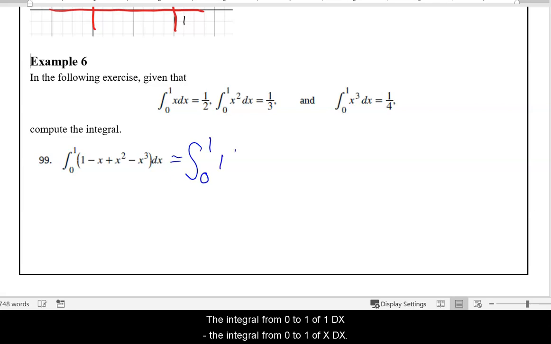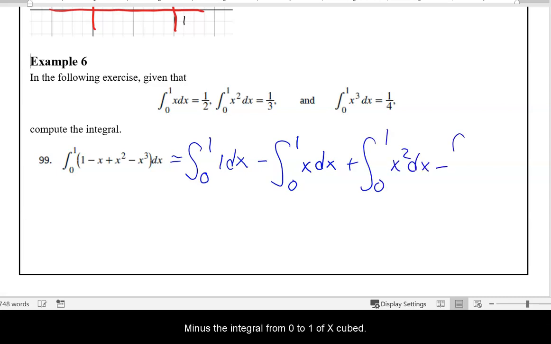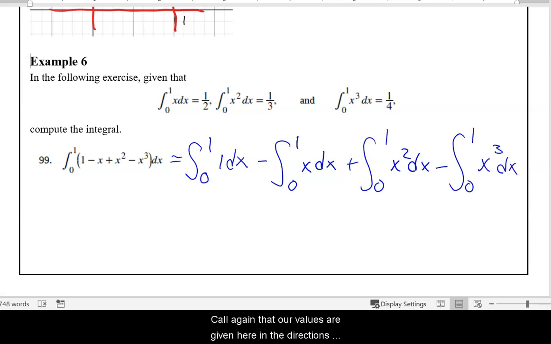The integral from 0 to 1 of 1 dx minus the integral from 0 to 1 of x dx plus the integral from 0 to 1 of x squared dx minus the integral from 0 to 1 of x cubed dx. Recall again that our values are given here in the directions. Note that I have also now found that the integral of 1 dx is 1 square unit. Then I can write the following.